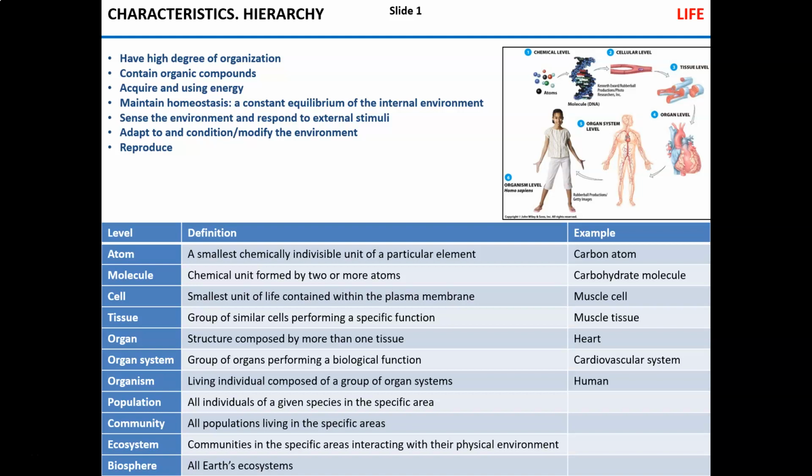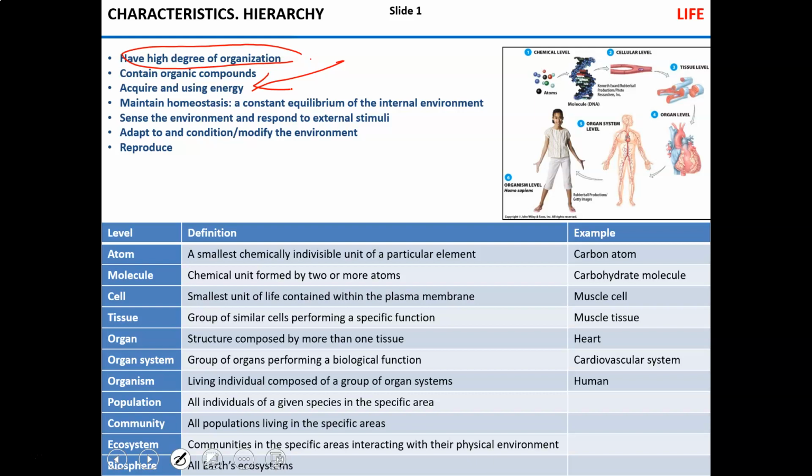So today we're going to talk about the main characteristics of living things, hierarchy of living things, taxonomy, and scientific method. So what are the main characteristics of living things? Well, first of all, living things have a high degree of organization, and they consist of organic compounds, not only, but they all have to contain organic compounds.